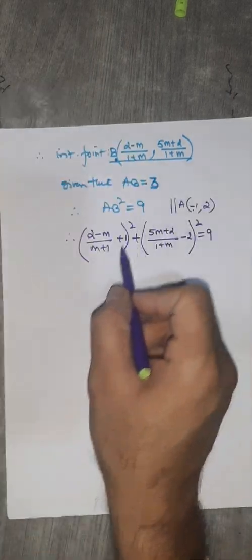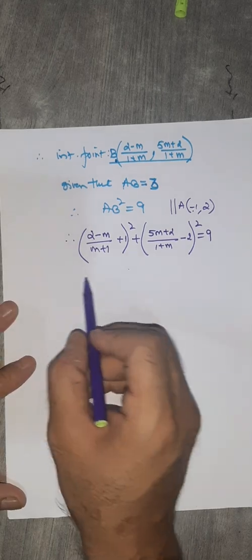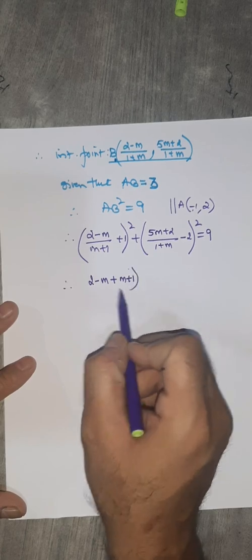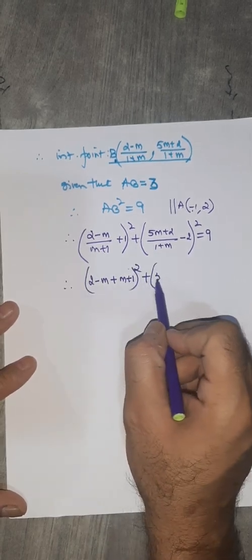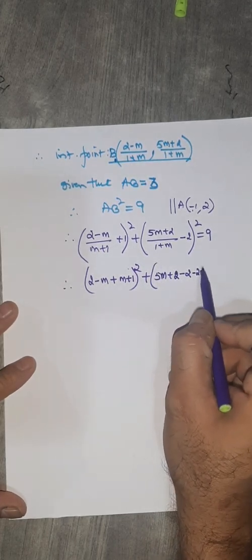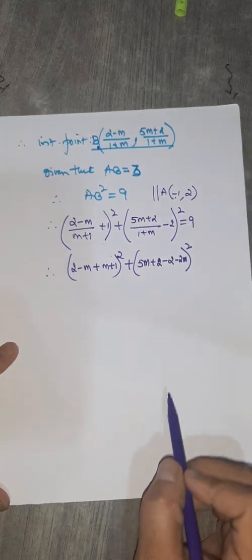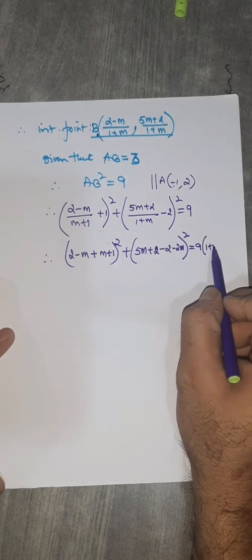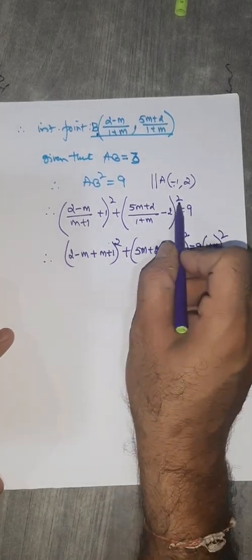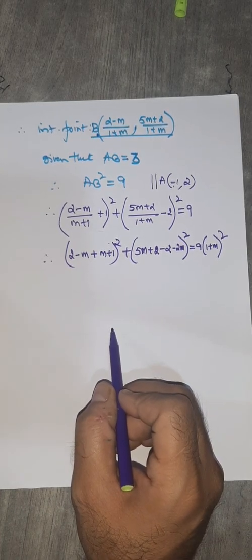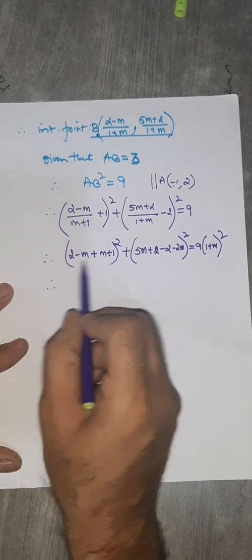Remember, you want the slope. Direction means slope. So now we are just simplifying, and we'll get the slope here. Taking LCM, 2 minus m plus 1 plus m, the whole square, plus 5m plus 2 minus 2 minus 2m, the whole square, equals 9 into 1 plus m, the whole square. Taking LCM, it will come out and be multiplied on the other side. Fine, so let's simplify this first.